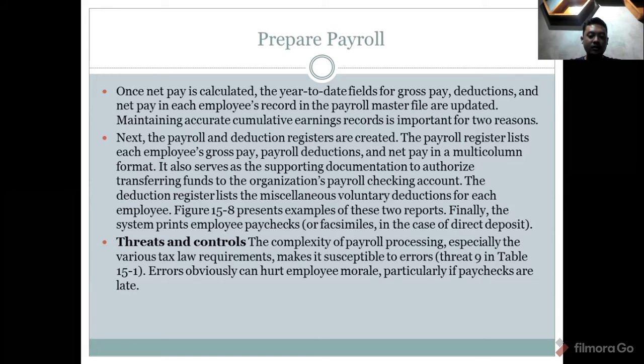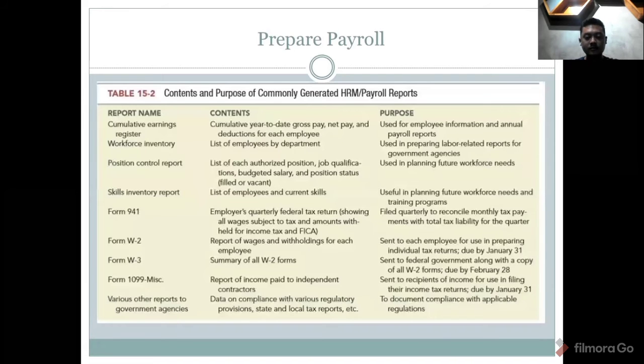Threats and controls: the complexity of payroll processing, especially the various tax law requirements, makes it susceptible to error, threat 9 in Table 50.1. The error can obviously hurt employee morale, particularly if paychecks are late. This is Table 50.2, the content and purpose of commonly generated human resource management and payroll reports.